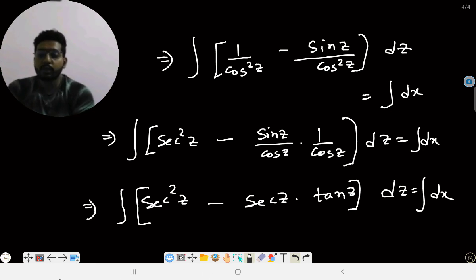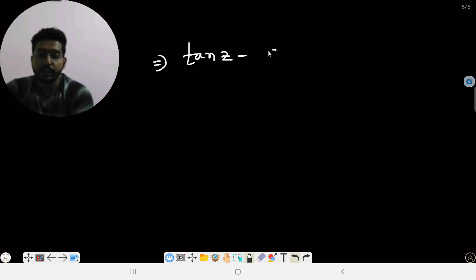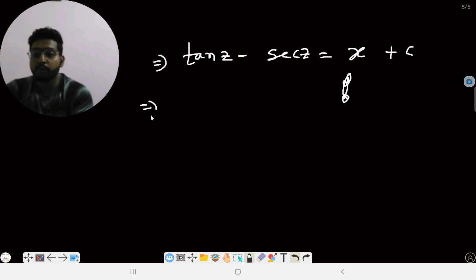Now what is the integration of sec square z? It will be tan z, minus, the integration of sec z tan z will be sec z, equals the integration of dx, which is x plus c. So that will be the answer. Now here what is z? You have to put the value of z.